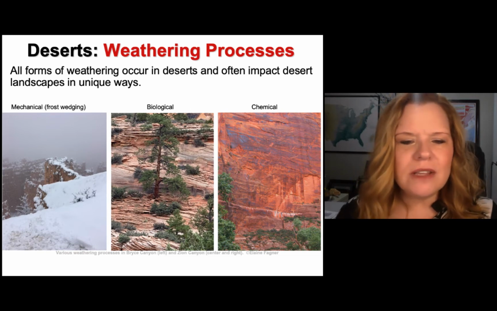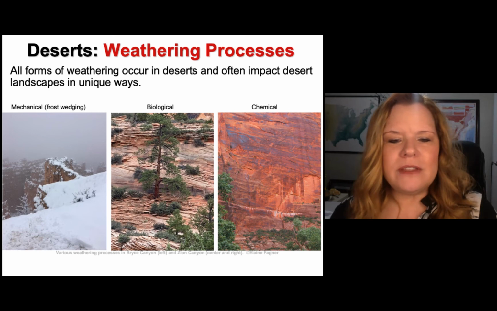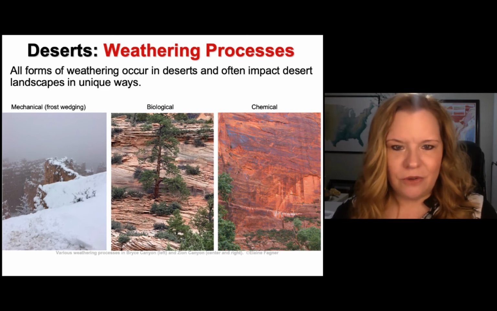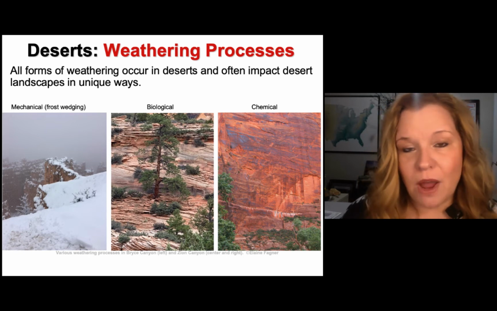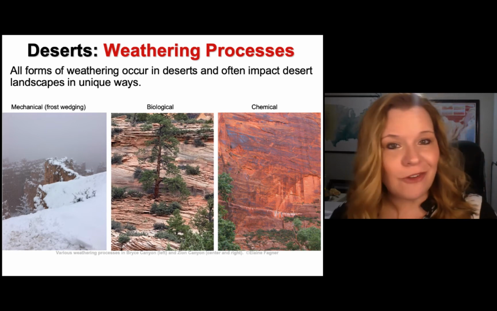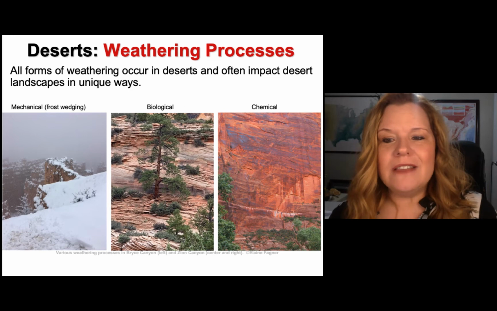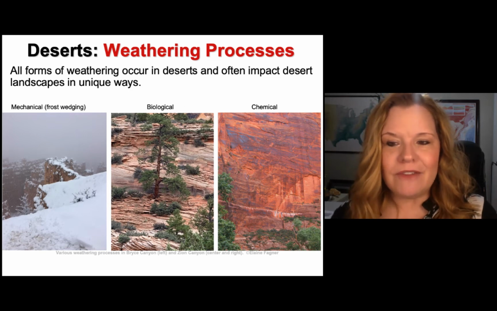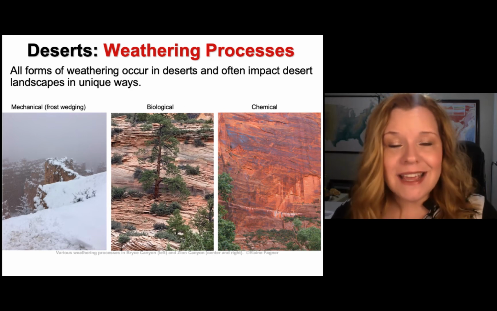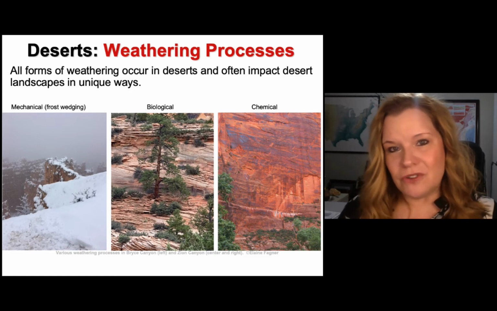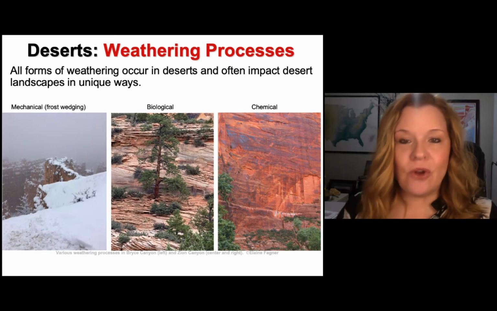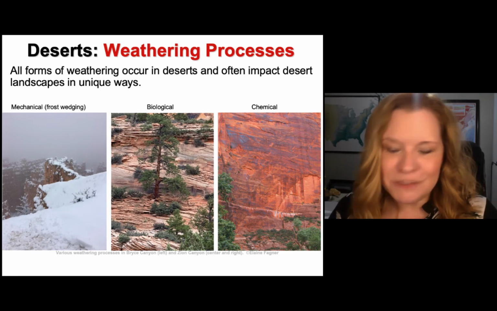If you see the tree in Zion in the middle, you can see how that tree could create biological and mechanical types of weathering. On the right, you see a form of chemical weathering called desert varnish. So even the color of the rock is oxidized, and that is happening in most all deserts. You'll see a combination of these things occurring regularly. So keep an eye out because it's pretty cool when you see them.